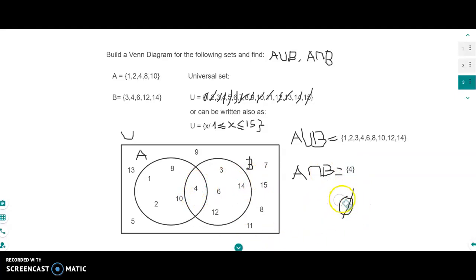Okay, guys? So that's it so far. So let's check the union, so I don't forget anything here. All right. 1, 2, 3, 4, 6, 8, 10, 12, 14. Okay. It's great.